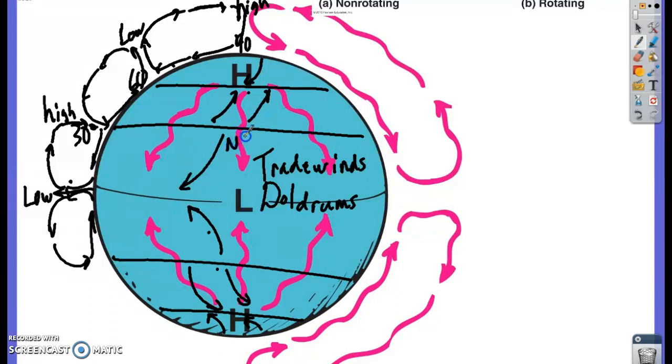These are called the northeast trade winds because they're coming from the northeast to the southwest, and winds are named for where they come out of. Okay, these would be called the southeast trade winds because they're coming from the southeast going up to the northwest. Okay, now at 30 you have this high pressure belt.